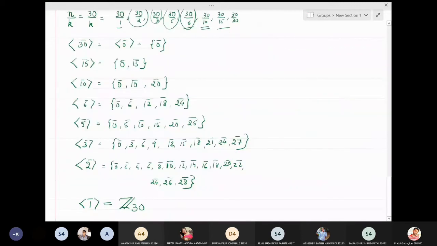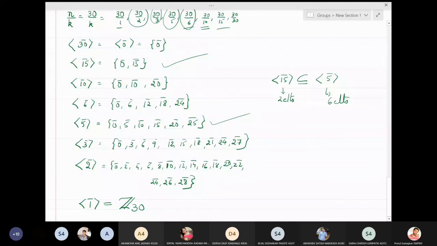Now, out of all these 8 subgroups, if you carefully see, some subgroups are sitting inside other subgroups. For example, look at the subgroup generated by 15 bar, and look at the subgroup generated by 5 bar. Which is contained in which? You know that the set 0 bar and 15 bar is a subset of 0, 5, 10, 15, 20, 25. This means the subgroup generated by 15 bar is contained in the subgroup generated by 5 bar. Because this has only 2 elements, and this has 6 elements which contain 0 bar and 15 bar, correct?